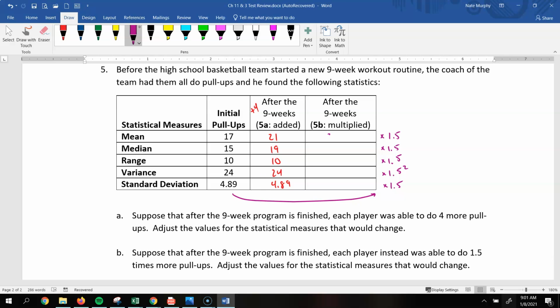So the numbers you should have gotten are 25.5, 22.5, 15, 54, and about 7.3.